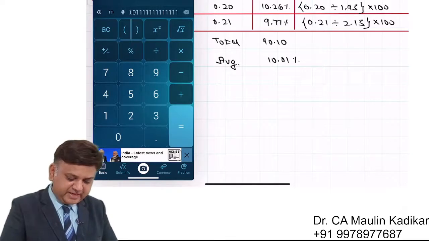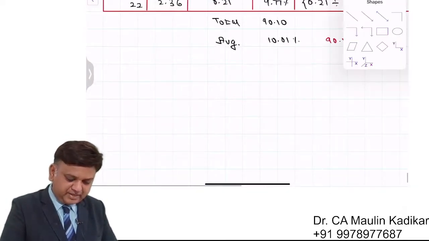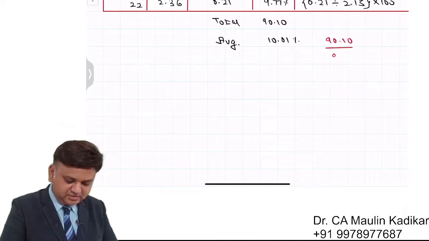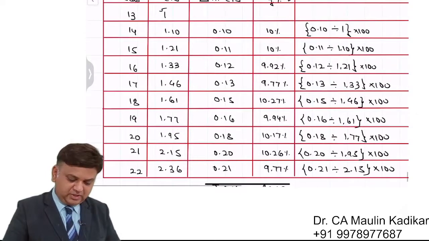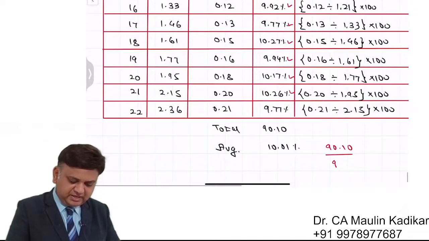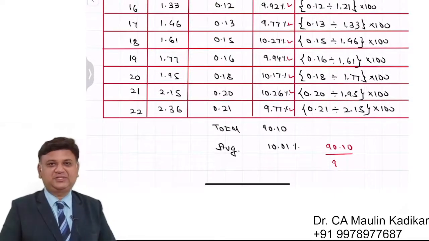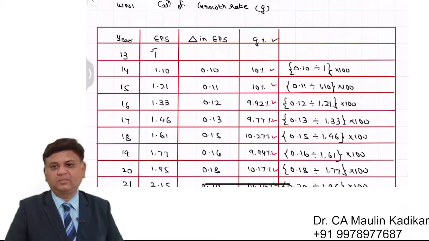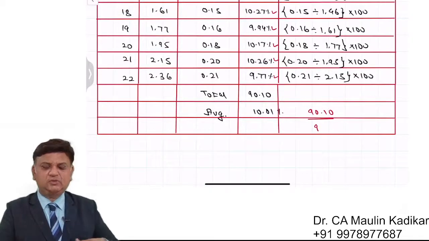It will be found as 90.10 divided by 9 years. Why? Because the growth rate is calculated for 9 times. Okay. It is 1, 2, 3, 4, 5, 6, 7, 8 and 9. So approximately the growth rate is 10 percentage. So we have computed the growth rate. It is near to 10 percentage.